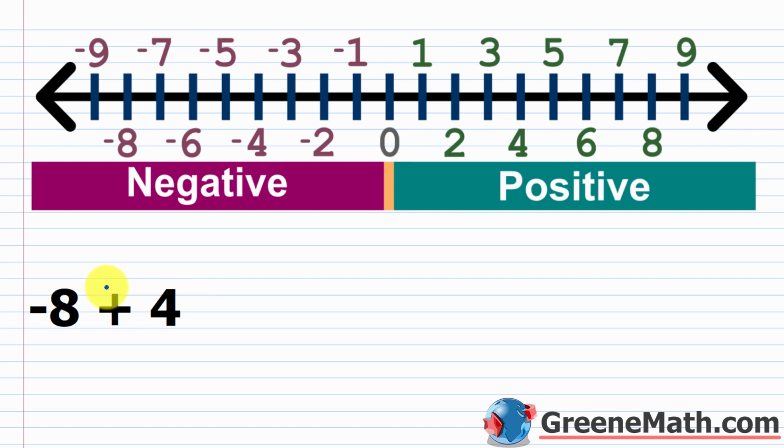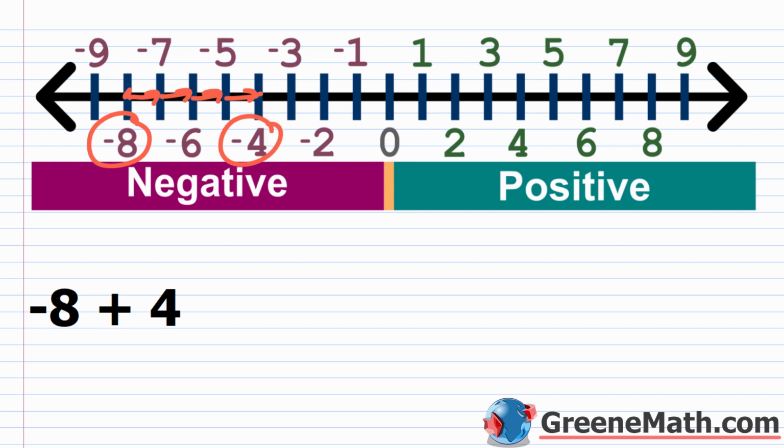So think about negative 8 plus 4 first on the number line. So here's negative 8. And then I'm adding 4. So that means I'm going 4 units to the right. I'm just going to go from right here, 1, 2, 3, 4 units to the right. So that puts me at negative 4. Does that make sense?